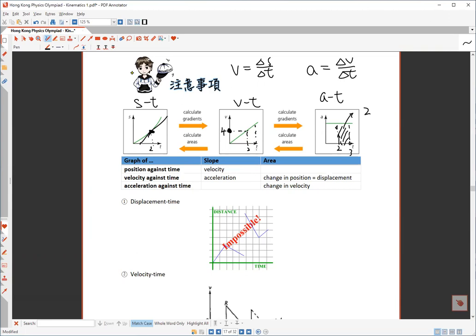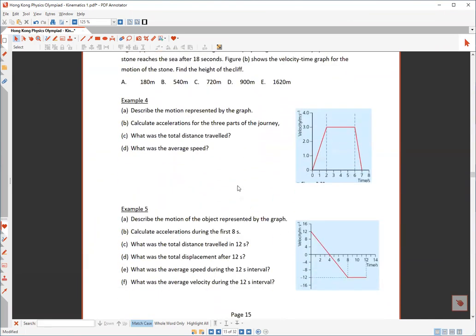So what does this area mean? It means that you can have a look here. The velocity has changed. The area of the acceleration time graph is a change in velocity. So that means the change of the velocity from time 2 to time 3 is 2. So that means the velocity changed from 4 to 6. Okay? That's what it means by this area. Then we can go on to have a look at some of the exercise up here.